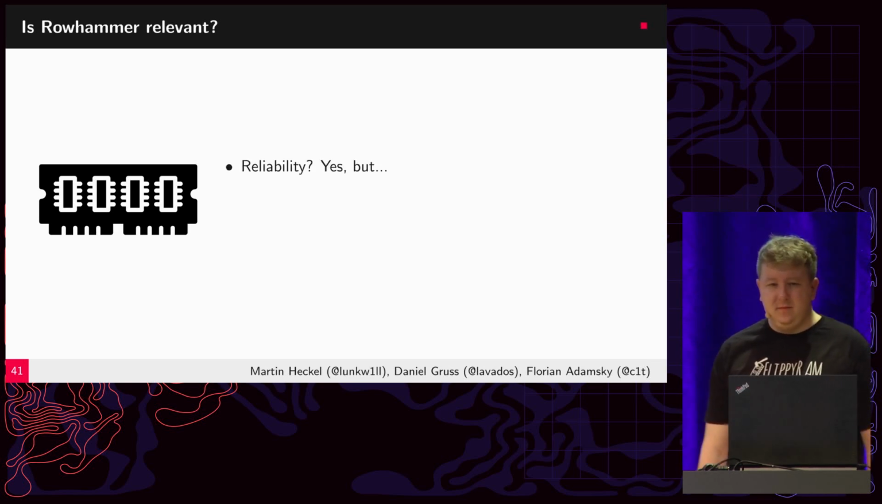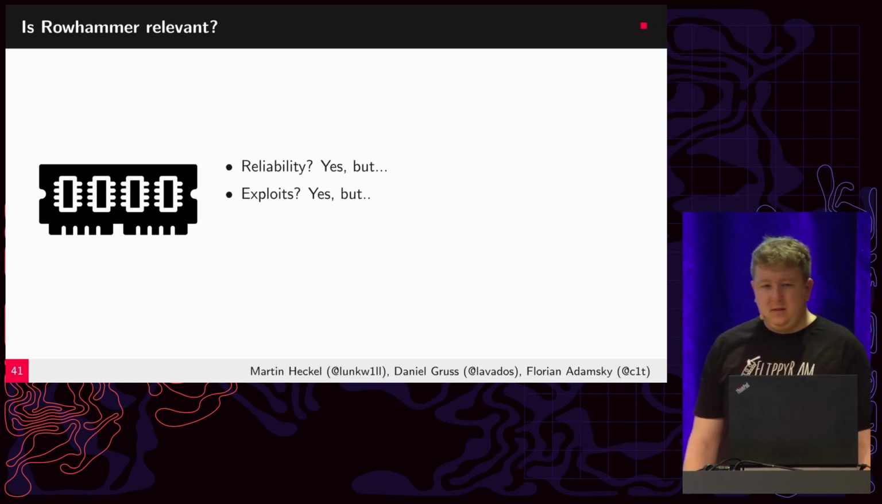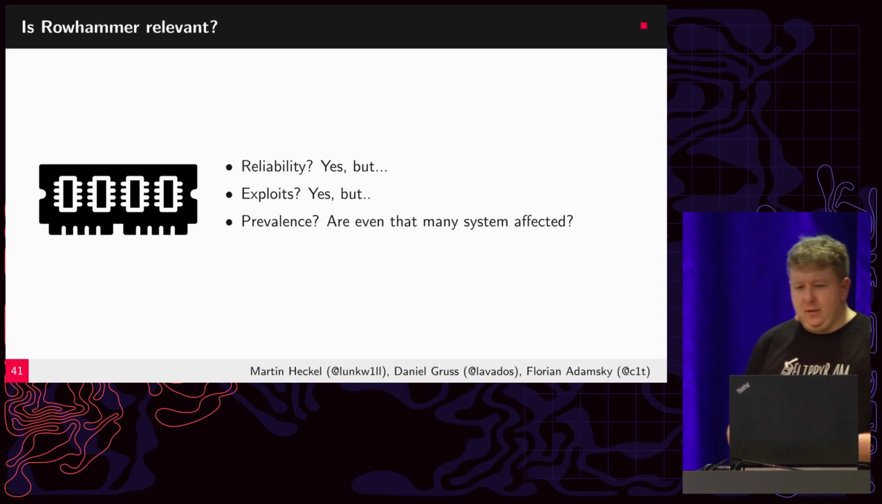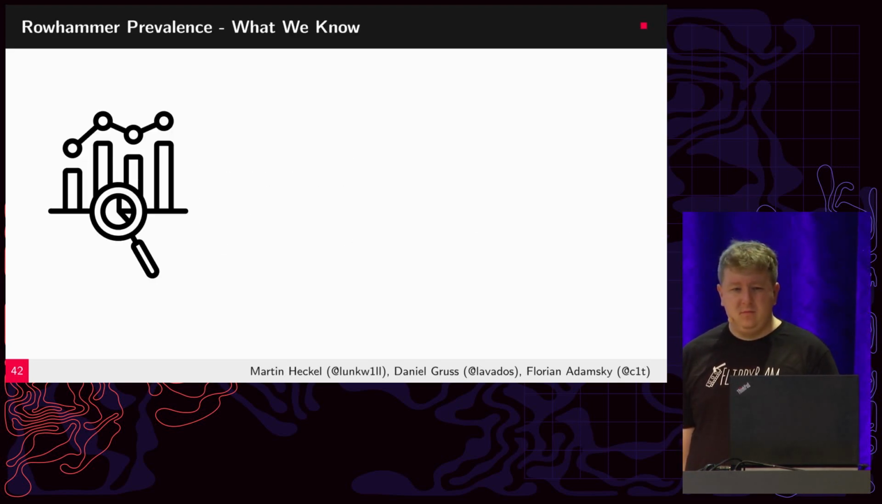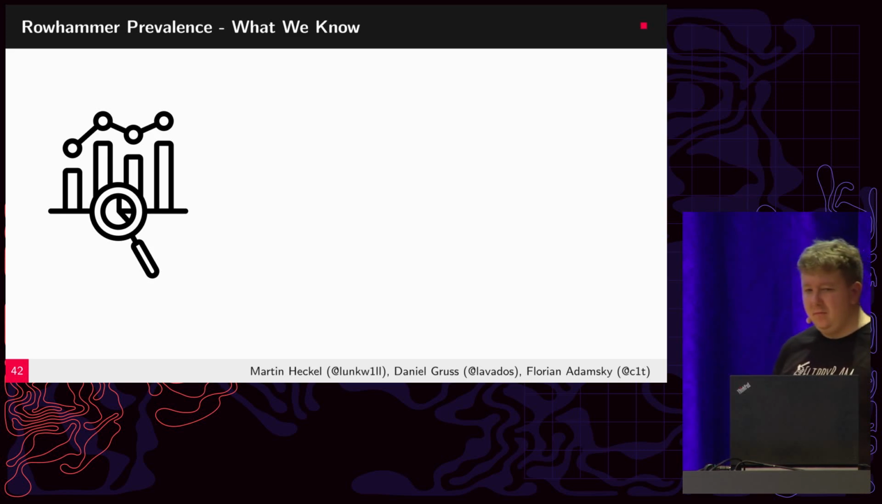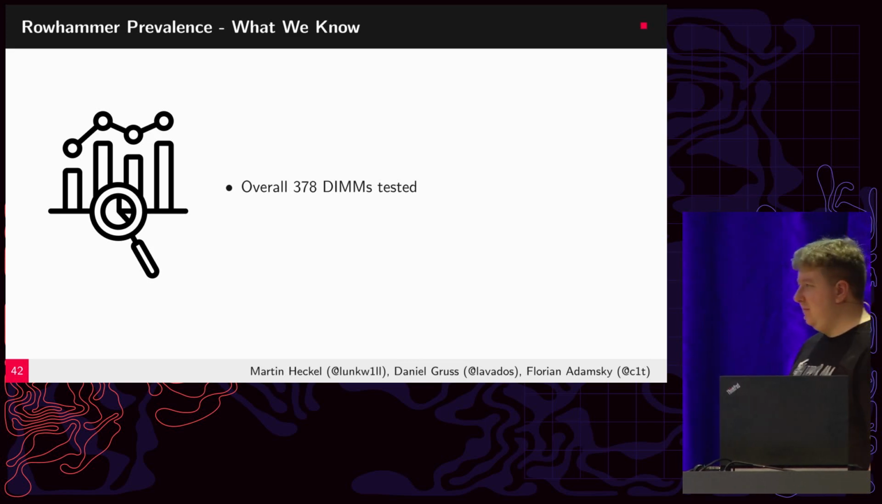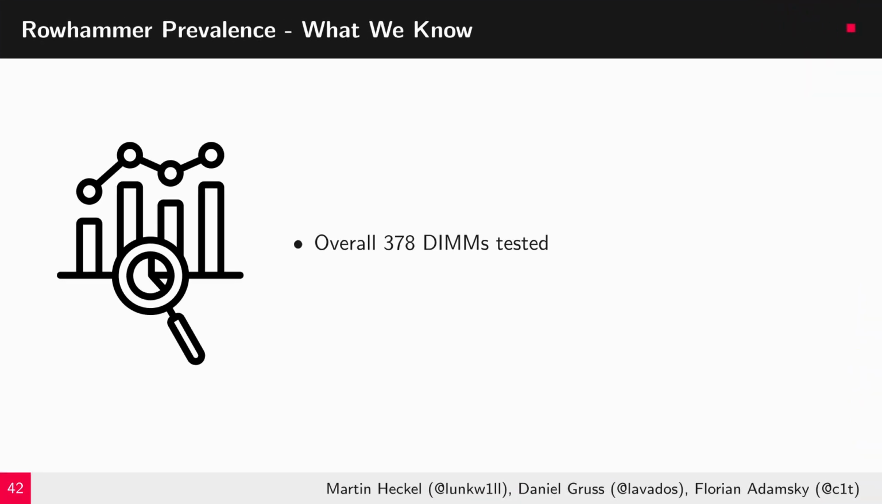We had the points before. Reliability, security, it's relevant. Sure, but what's the prevalence of all of this? Well, we still don't know. What we know about Rowhammer is that if your system is affected, then it's a problem, right? And we know that over the past 10 years, academia managed to test almost 400 DIMMs. That's a lot, right? 400 DIMMs. And then we found that 80% are affected. So 80% of your systems will be affected.